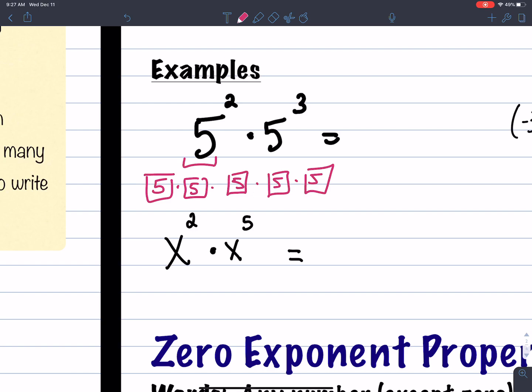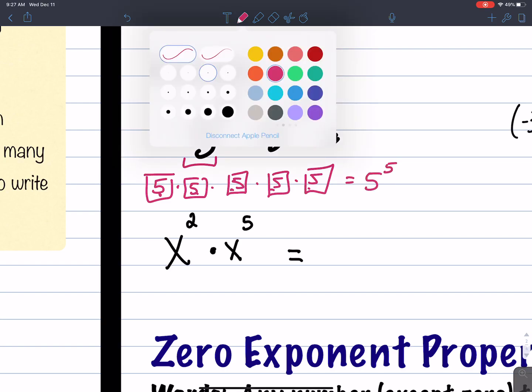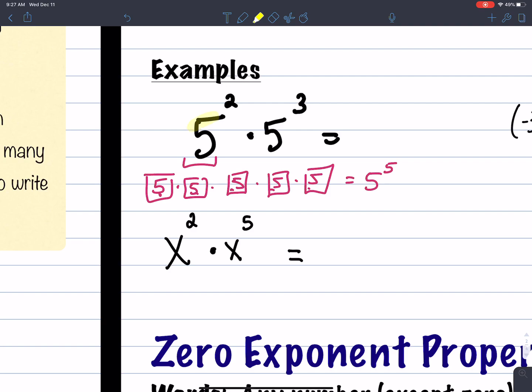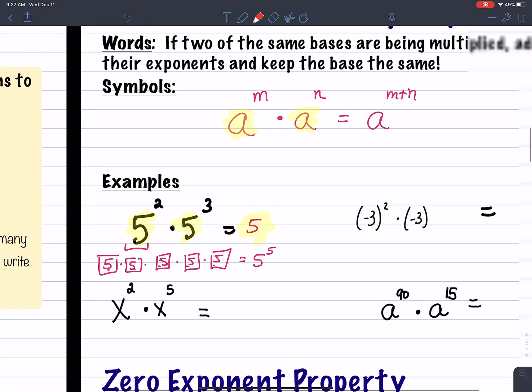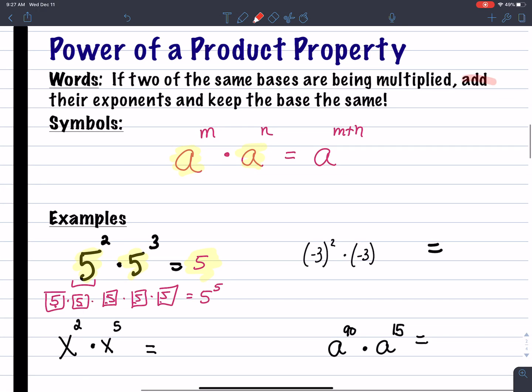So in other words, how many times did I just write 5 in a box? Well, there's 1, 2, 3, 4, 5. So this would be 5 to the 5th. And what we're seeing here is if we use that rule, because this base is the same as that base, that'll be the base of our answer. And then the exponent, what our rule says to do with those exponents, is to simply add them. So I would take 2 and 3, and I would add them. So 2 plus 3 is 5.